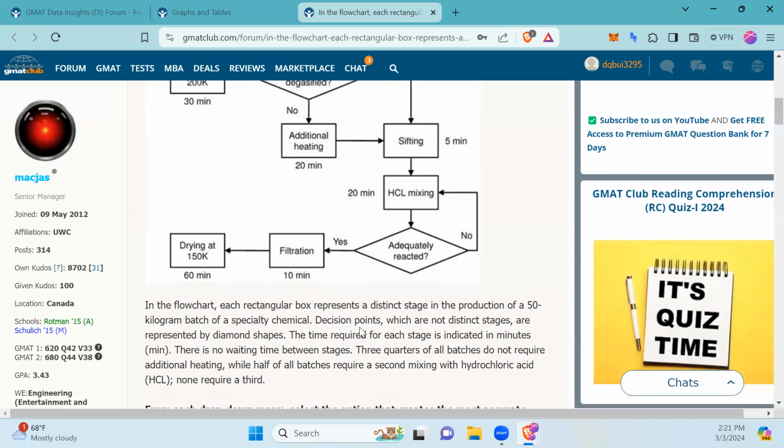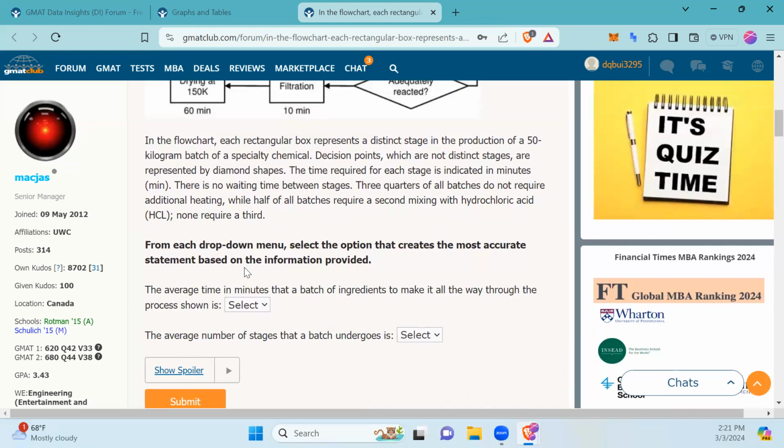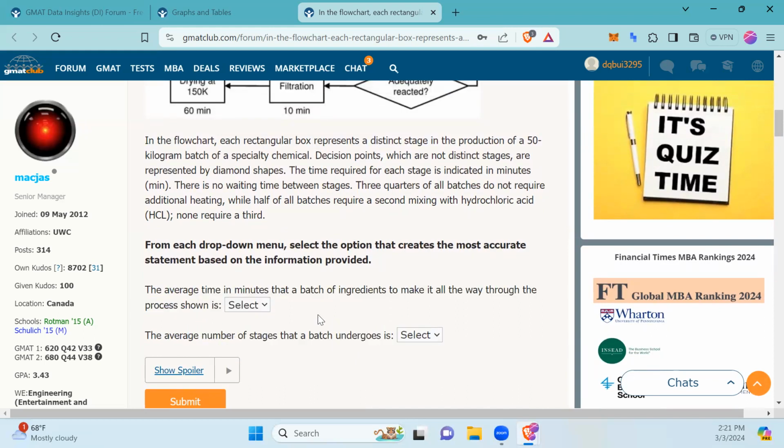Okay. All right. So now we're going to get to the questions. So you can see that we have two selections here, and they are not part of the same sentence, meaning we don't have to select one option in accordance with the other. We can solve these two questions separately. Okay. All right. So let's take 4 minutes to answer these two questions.